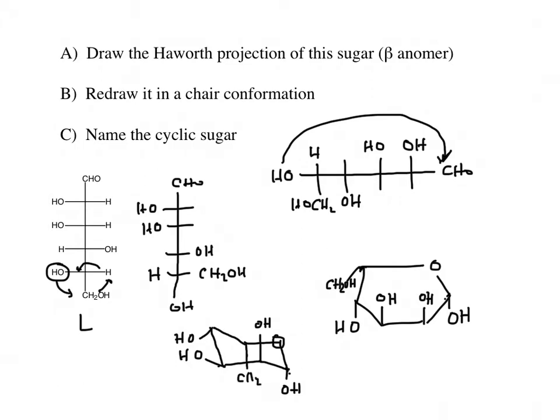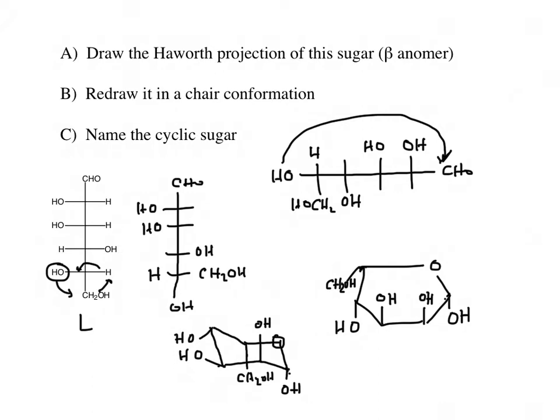There it is. There you go. So the chair form is super easy. You go to a Haworth first, and then just draw your chair, put the O in the upper right-hand corner, and up, down, up, down, up, down, as needed.